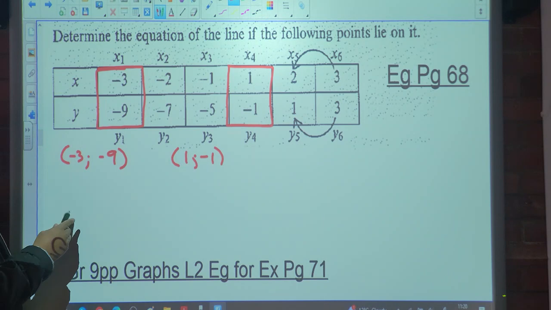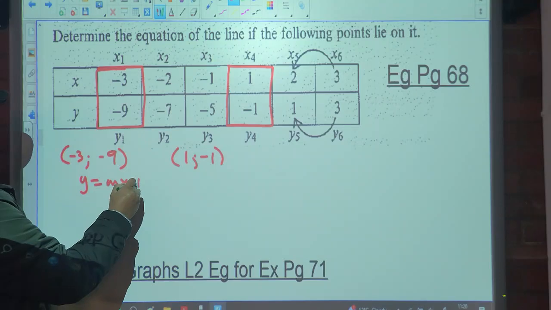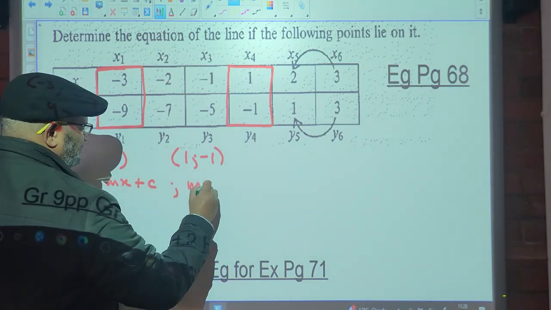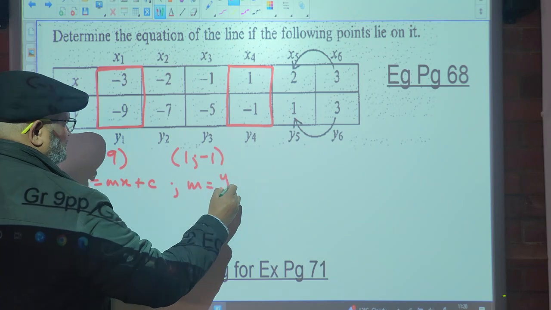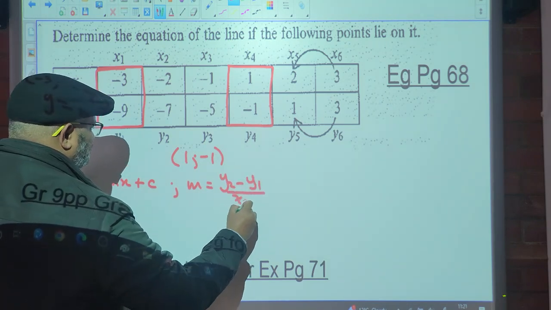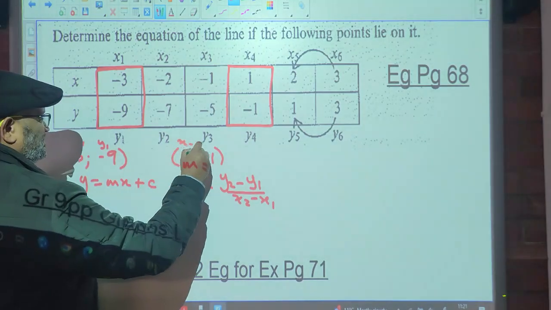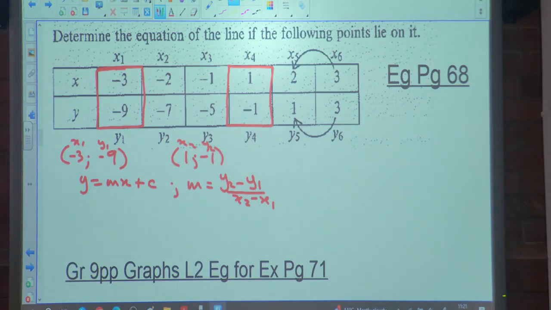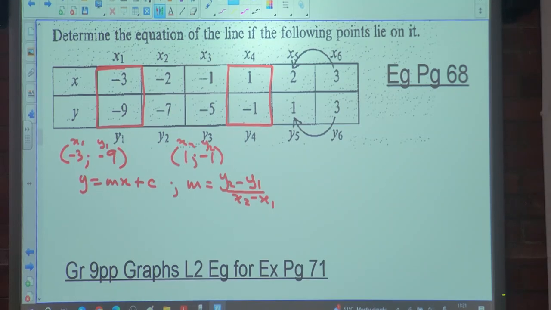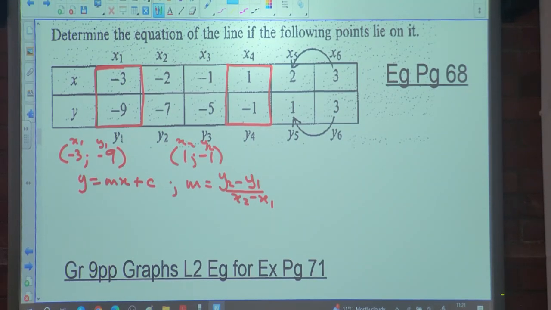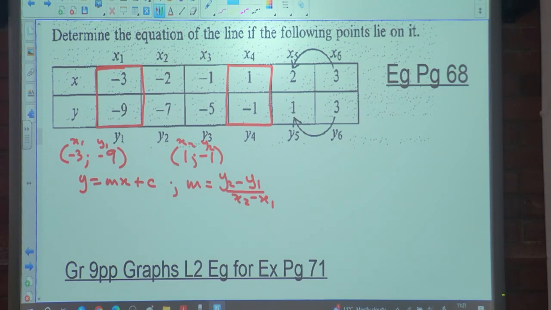So if we determine the equation of a straight line, what's the standard form of a straight line? y equals mx plus c. How do we calculate m? y2 minus y1 over x2 minus x1. If this is x1, this will be y1. If that's x2, this will be y2. You guys understand? Is there any confusion there? No confusion, eh?